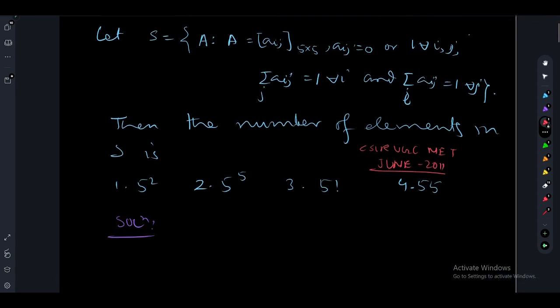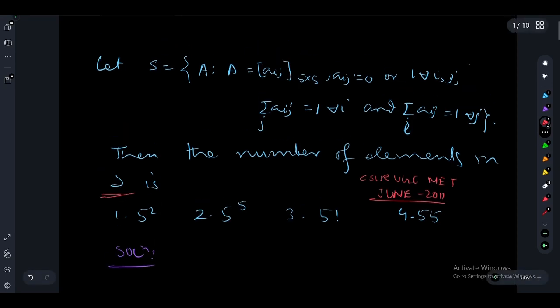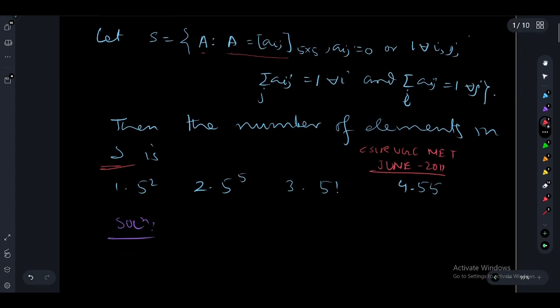Actually the question is, we have to tell the number of elements, that is the cardinality of the set S. So first we have to identify what the set S is. S equals A such that A equals Aij. That means the set contains all the 5 by 5 matrices with Aij equal to 0 or 1. That is, every element of the matrix is either 0 or 1. And the conditions on them are that if we add all the elements of a row, we get 1. Also, if we add all the elements of a column, we get 1.